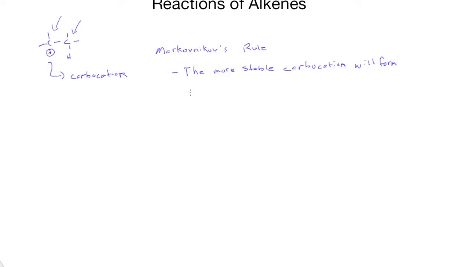And so what is the more stable carbocation? Well, in general, we can say that tertiary carbocations are more stable than secondary carbocations, which are more stable than primary carbocations, which are then more stable than methyl. Right, so for these reactions, usually you're going to see secondary and tertiary carbocations mostly. These are the ones that will form, okay?